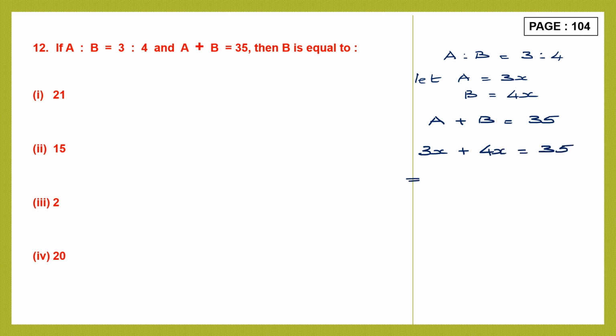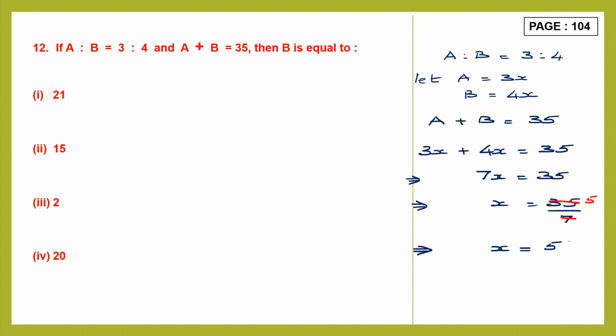3x plus 4x is 7x. 7x is 35. That means x will be equal to 35 divided by 7 because we are transposing this 7 to the other side. Here it is multiplication. When it goes to the other side, it becomes division. 35 by 7. Now we can find the value of x by dividing 35 by 7. 7 5s are 35. So x is equal to 5.